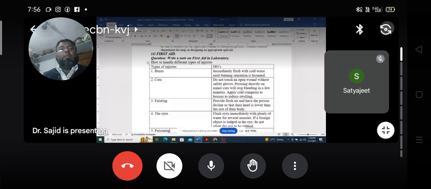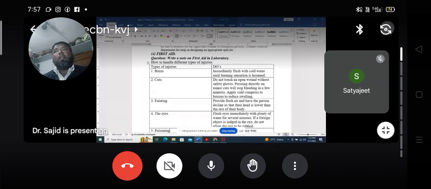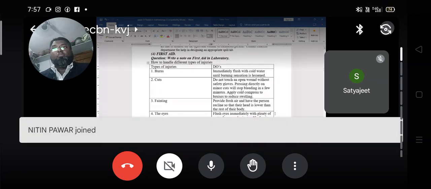Then if minor cuts are there, you have to press that immediately. Immediately what will happen? There will be the stoppage of the bleeding. Apply the cold compress to that particular cut to reduce the swelling. Then fainting: if that happens in your lab, at that time provide fresh air to that particular person.